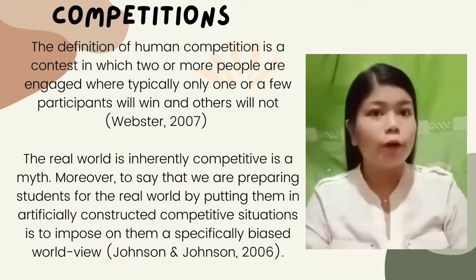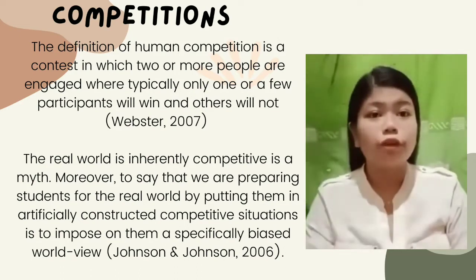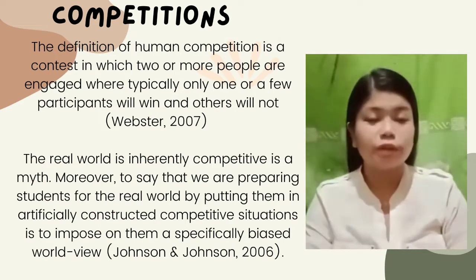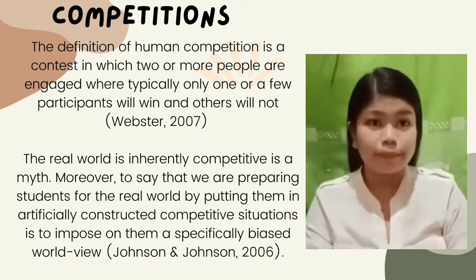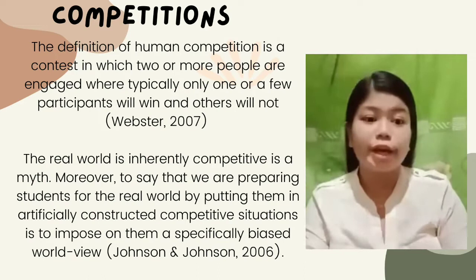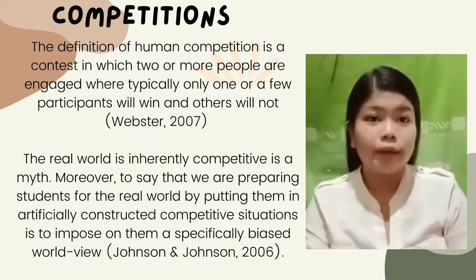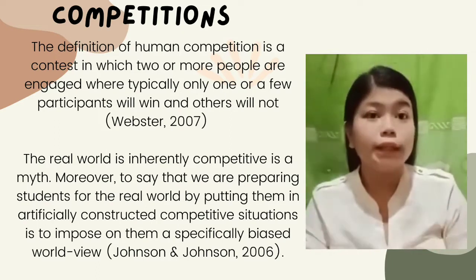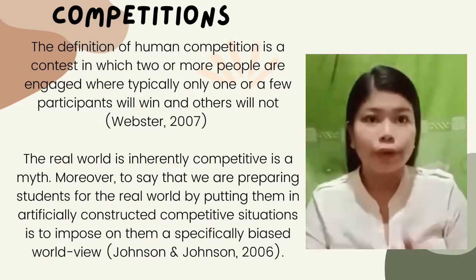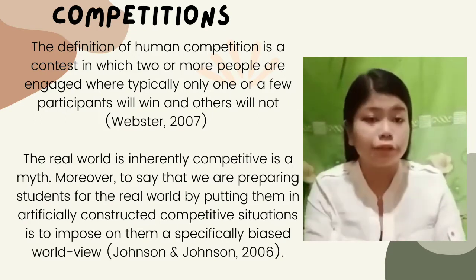So for this slide, we're going to discuss what is competition. According to Webster 2007, the definition of human competition is a contest in which two or more people are engaged, where typically only one or a few participants will win and others will not. So competition exists when there is a scarcity of desired outcomes. Individuals or groups are then positioned for attainment of the outcome. For example, in team athletics, two teams engage in a sport with the goal of winning. So according to Johnson & Johnson, the idea that the real world is inherently competitive is a myth.